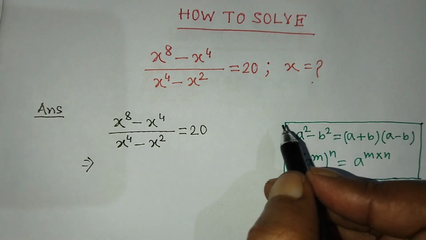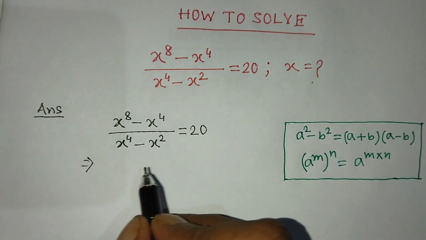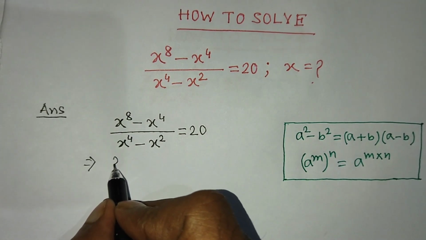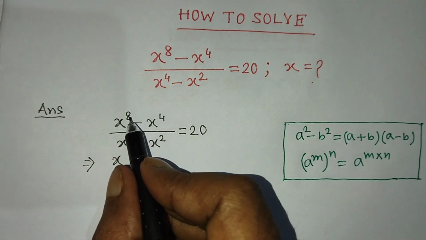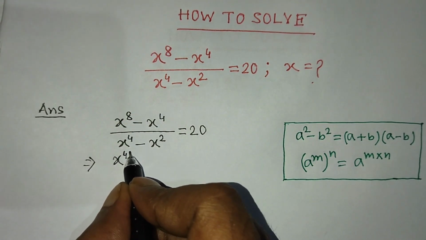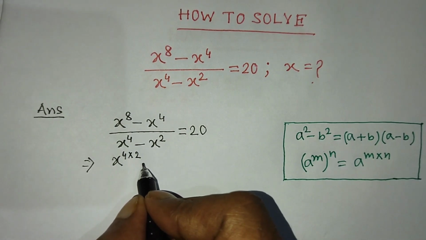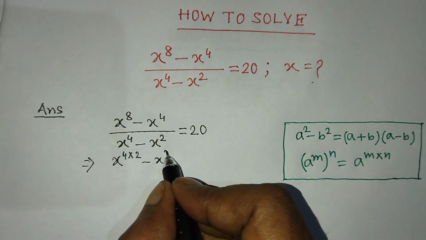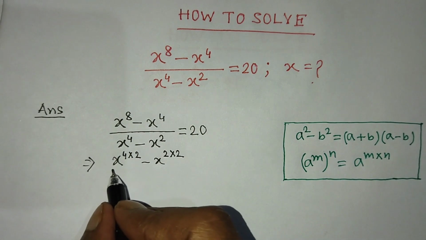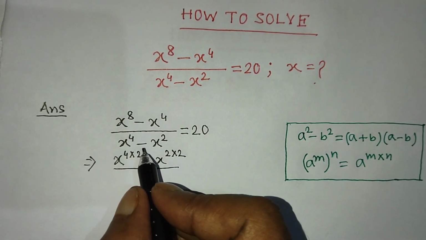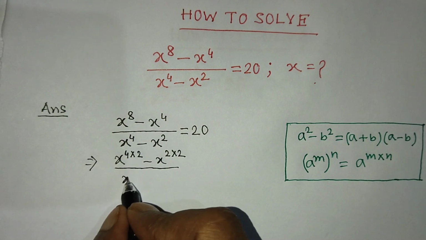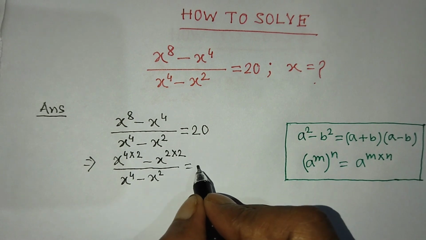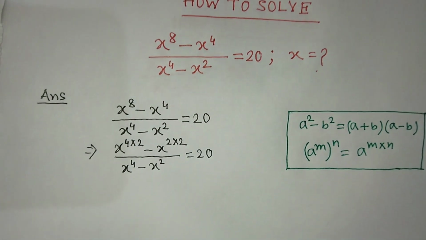So student, to find the value of x, we have to write on the left hand side of this equation. In the place of numerator we have to write x to the power, in the place of 8 we have to write 4 into 2, minus, in the place of this 4 we have to write 2 into 2, okay student, over, in the place of denominator again we have to write x to the power 4 minus x square is equal to 20, okay student.